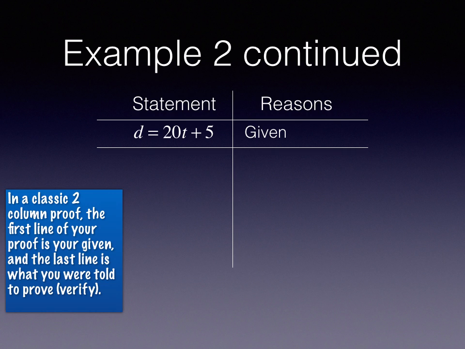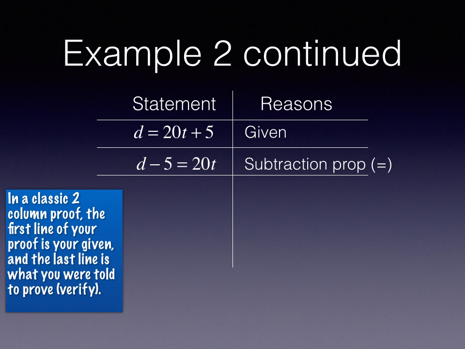Let's continue from there. All right, so we have d minus 5 is equal to 20t. What did we do? We subtracted 5 from both sides. When we subtract the same number from both sides, what property is that? That is the subtraction property. Now, if I want to get t by itself, the next thing I should do is obviously divide. So I divide both sides by 20, and then we say, well, what lets us divide on both sides? That's the division property.